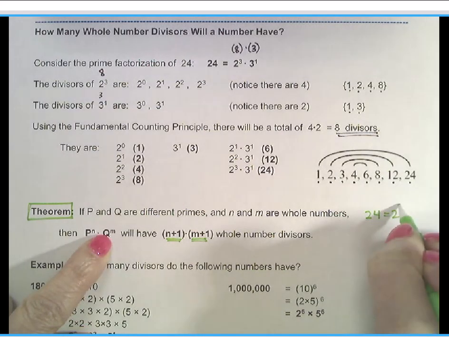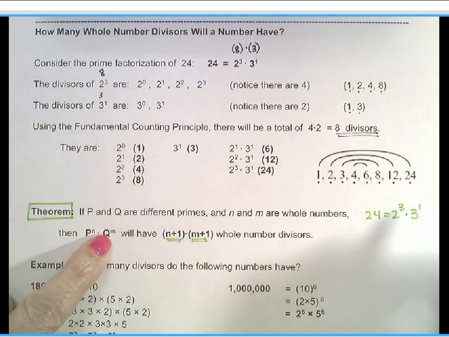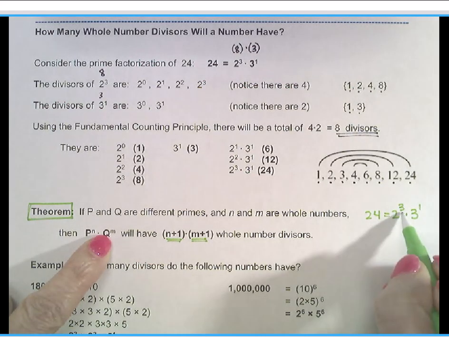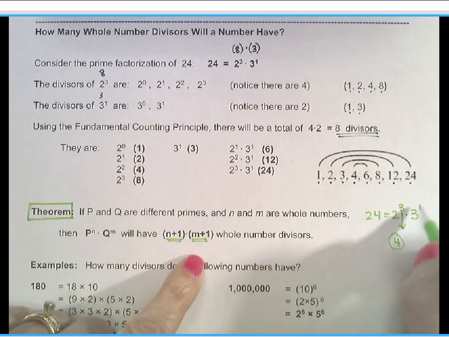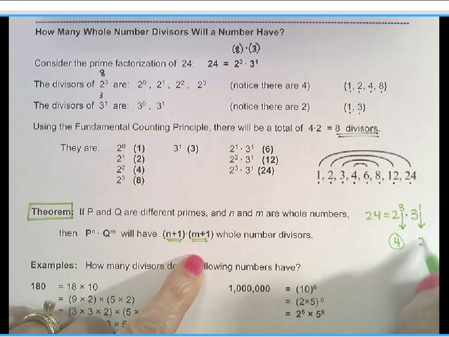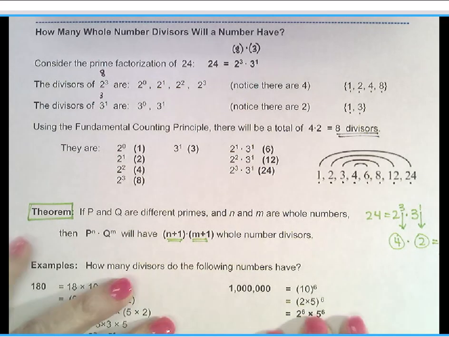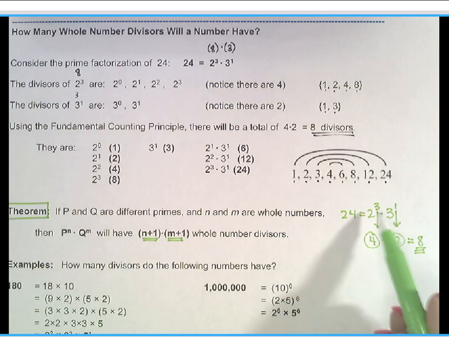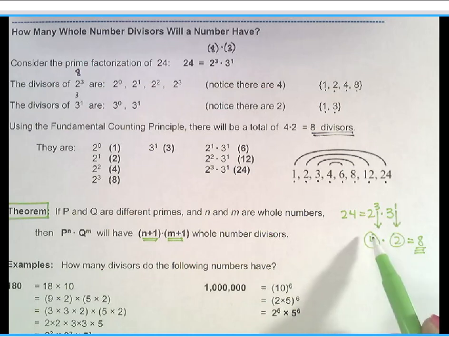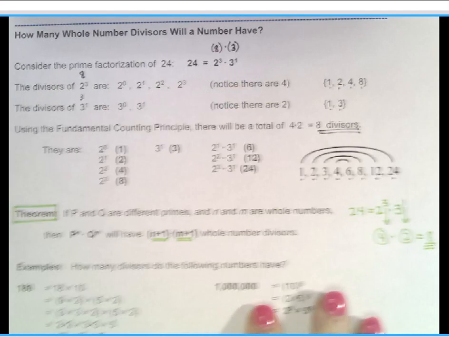Let's look here. 2 to the third times 3 to the first, right? Add 1 to this exponent, you get 4. Add 1 to this exponent, you get 2. What's 4 times 2? It's 8. So we know we have 8 total divisors. You just add 1 to each exponent and then multiply. And that's the quickie little shortcut theorem that will tell you how many divisors you have. So let's try a couple examples.